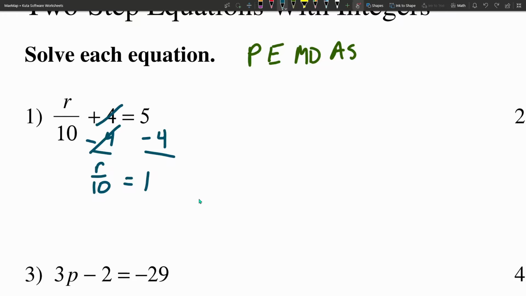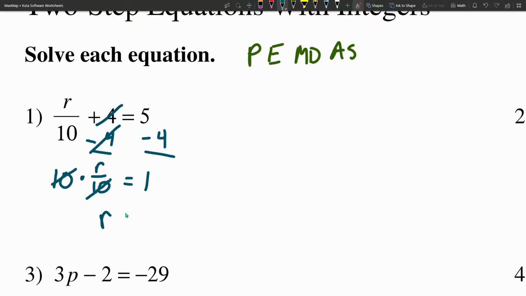So that was our first step, to move the 4 to the other side, and our second step is going to be to multiply both sides by 10. Since r is divided by 10, we need to multiply by 10 in order to get the identity. And what I mean by that is that 10 times 1/10, or 10 divided by 10, goes to 1. And 1 times r is just r.